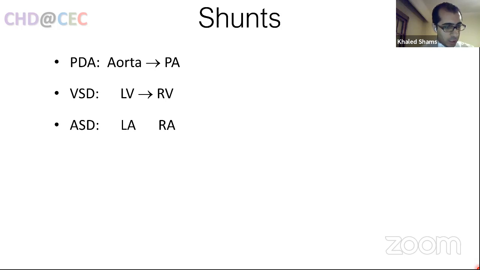Choice D, LA size is more than the right atrium size. Choice E, ASD shunts right to left.